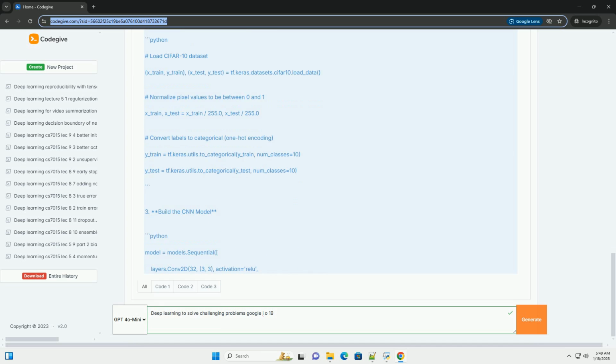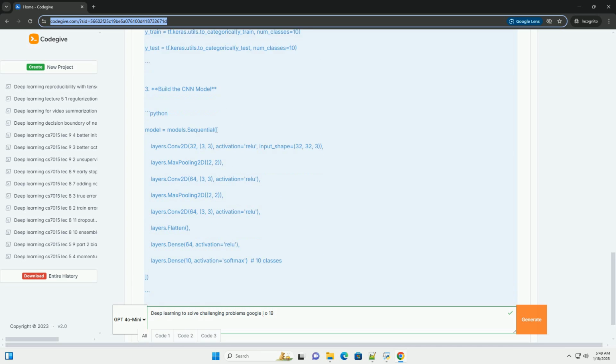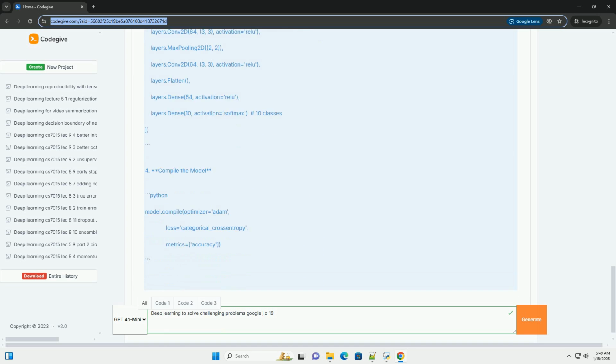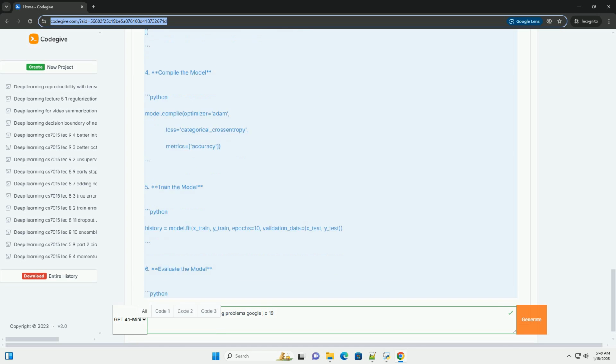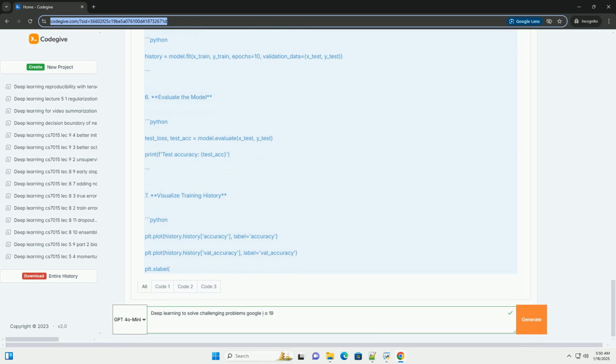Deep learning is a subset of machine learning that utilizes neural networks with many layers, deep networks, to model complex patterns in data. It has been particularly effective in areas like image and speech recognition, natural language processing, and game playing. Key concepts. 1. Neural networks, the basic building block of deep learning.